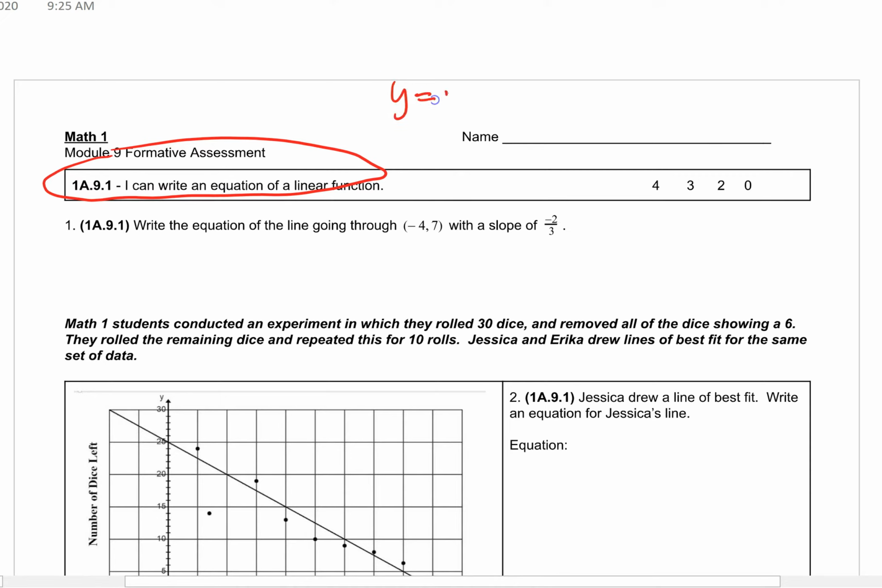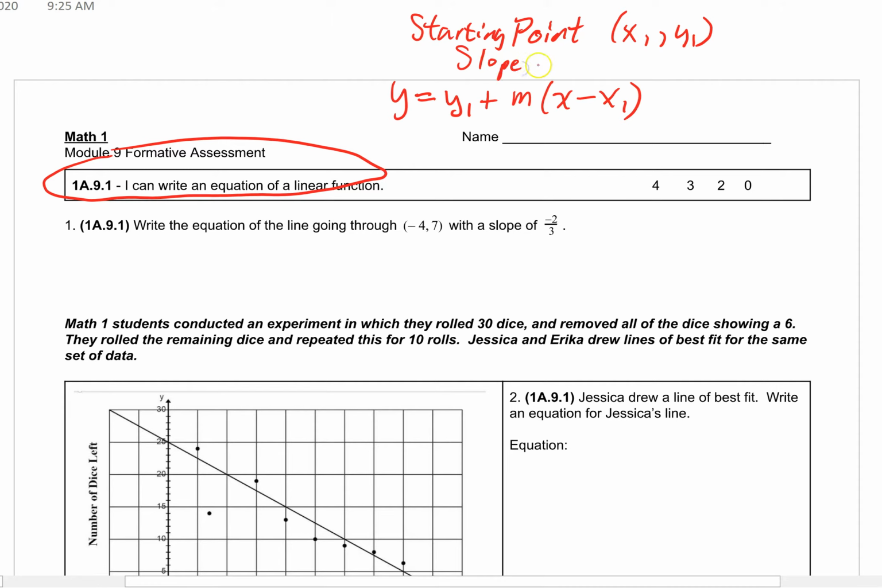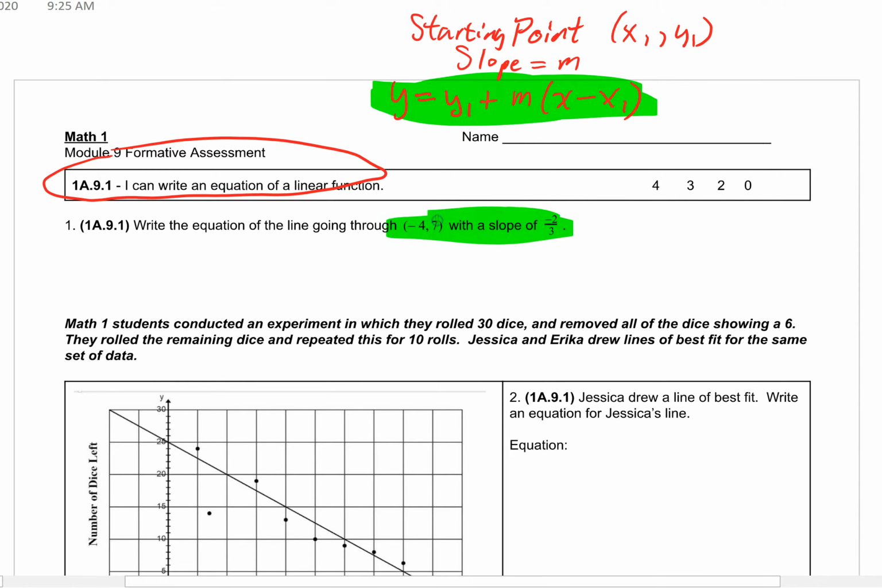What we generally are going to do is use point slope, and point slope is really going to require that we have a starting point, and of course that's going to be our x1, y1, and then of course we have a slope. But what you really need to have memorized, what you need to know without a doubt, is this is the equation that you're looking for.